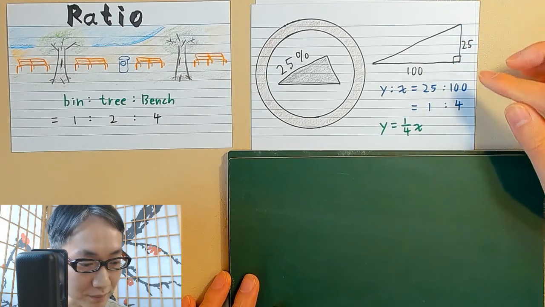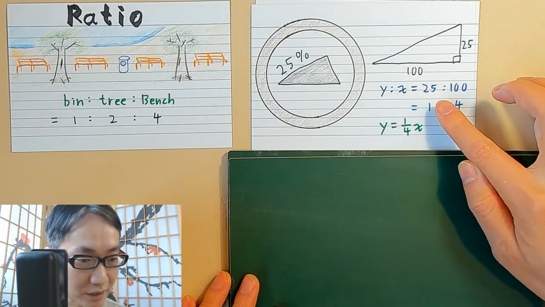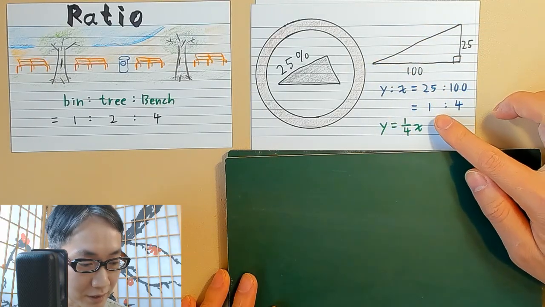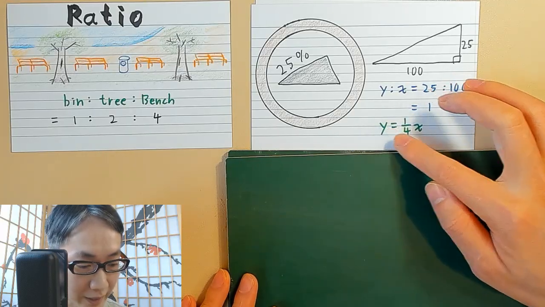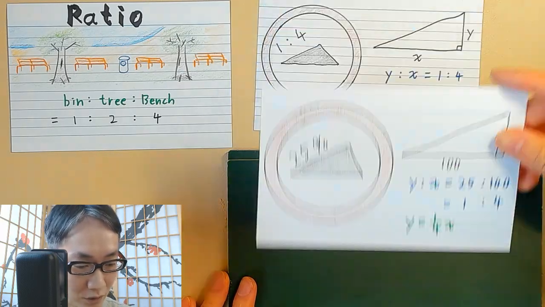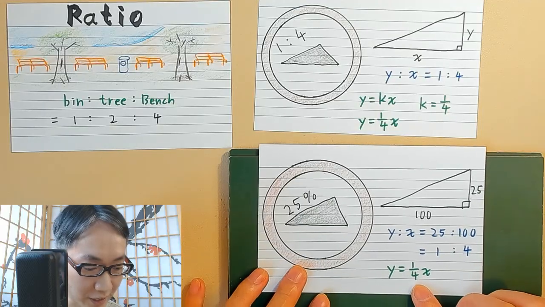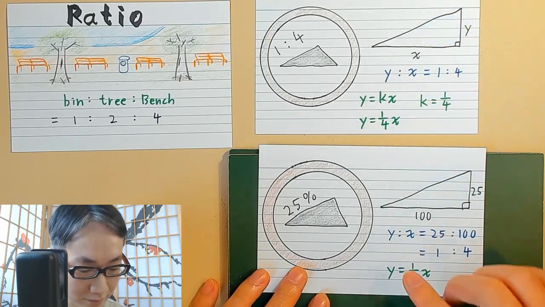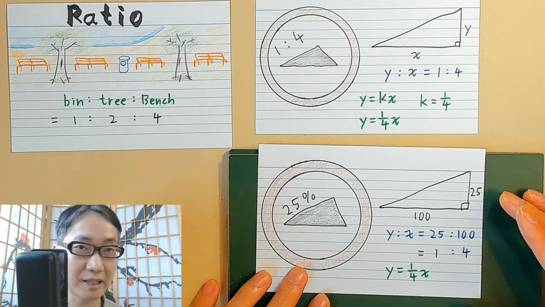So then we can see that y to x is 25 to 100. This is y, this is x. Then it's 1 to 4. And the gradient is also 1 over 4 because k is 1 over 4. So these two slopes actually have the same steepness.